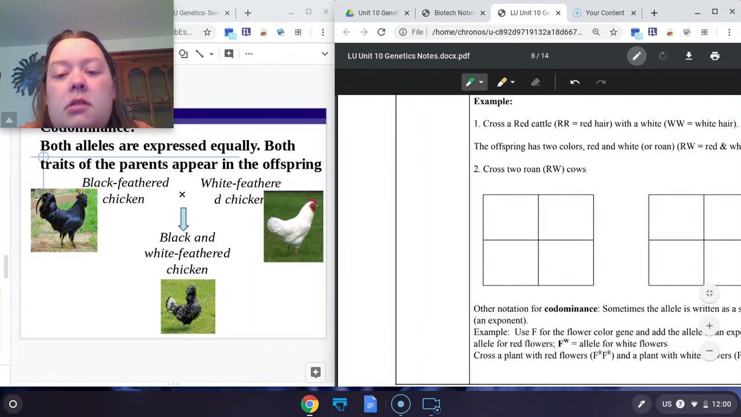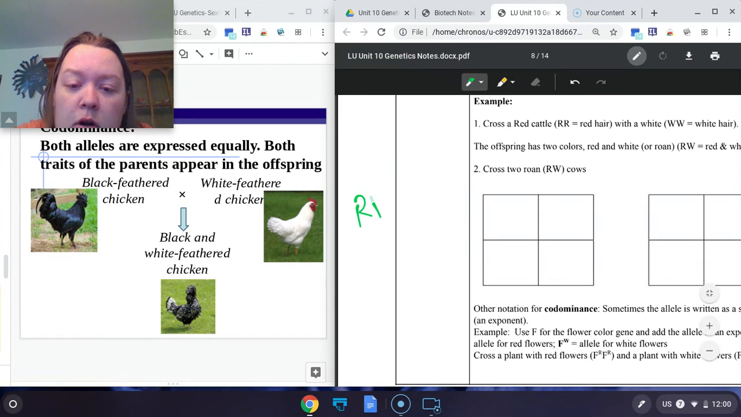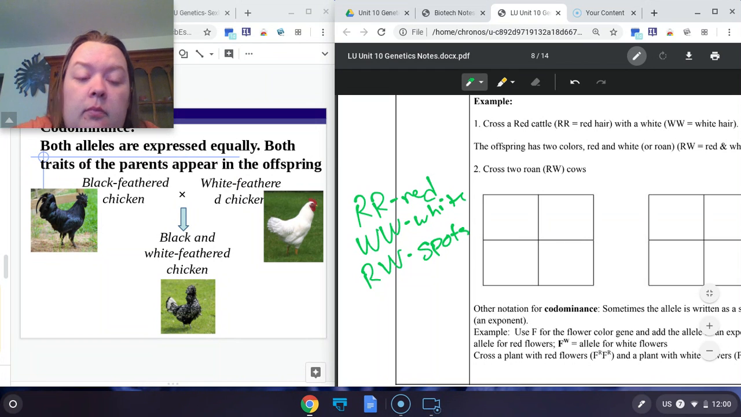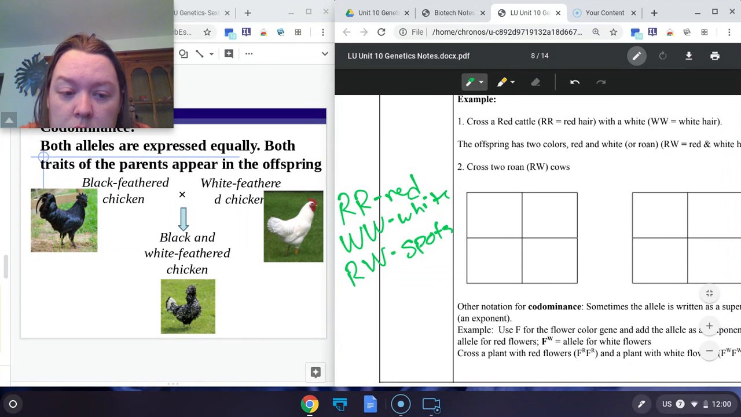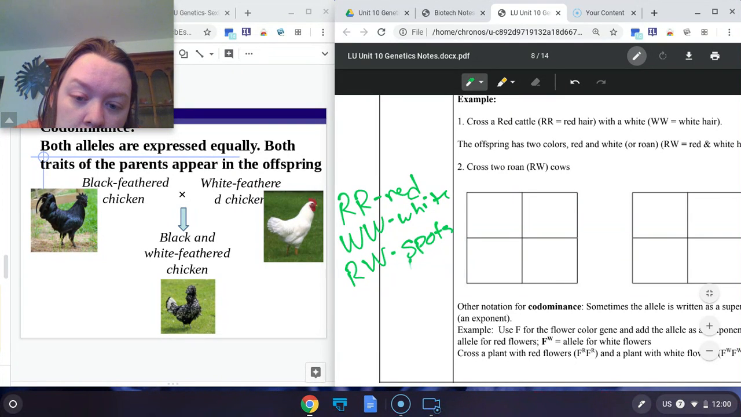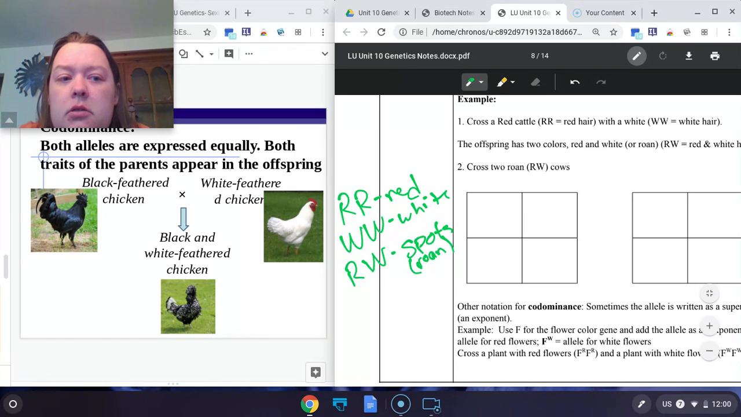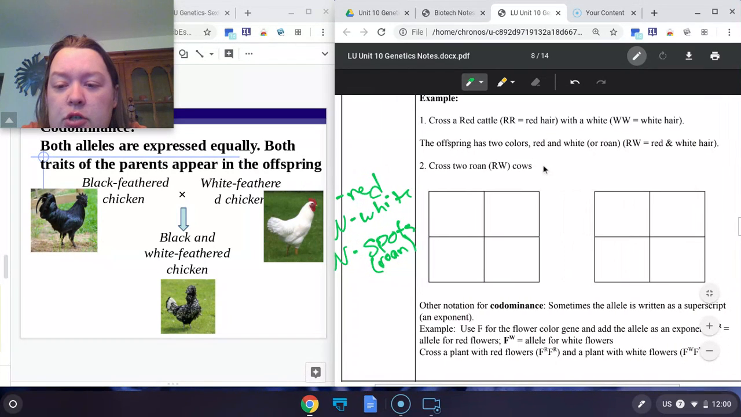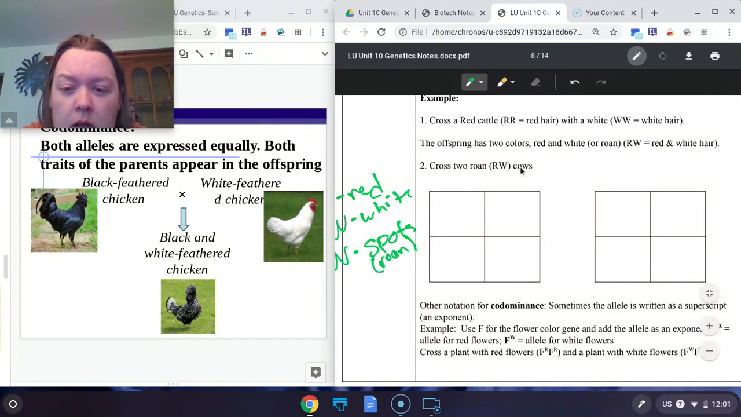So when I make my key to the side, I'm going to have big R represents red. We said WW represents white. And an organism that has both, which would be an R and a W, that's going to be spotted. I always like to make myself a key. It makes it a little easier for myself. It also noted here that if the offspring has two colors, red and white, it's also known as roan. So just don't get confused by that here. Roan means capital R, capital W.